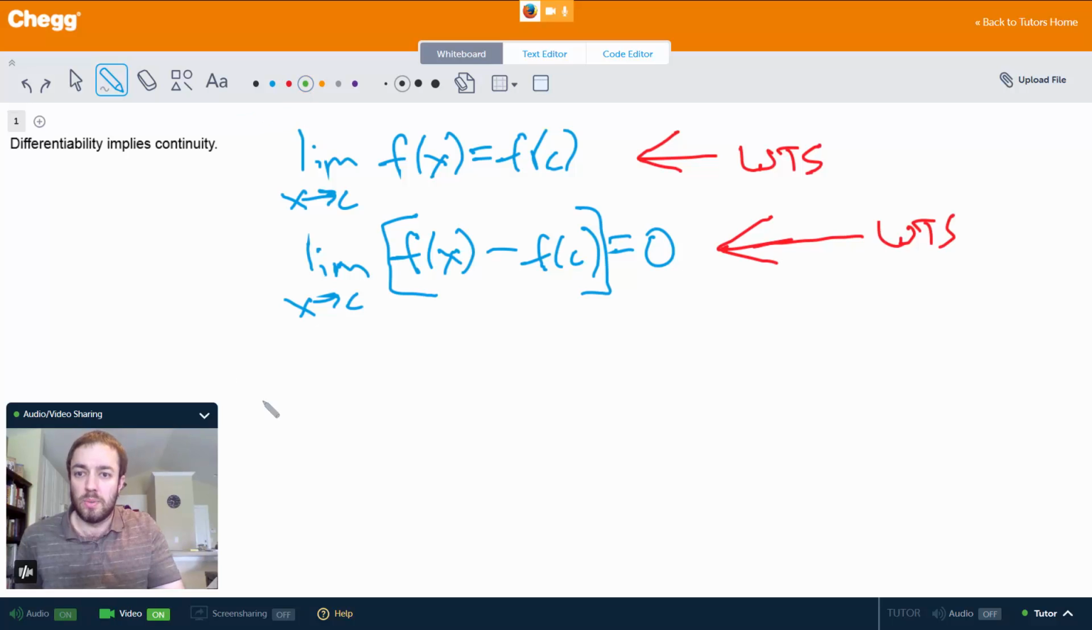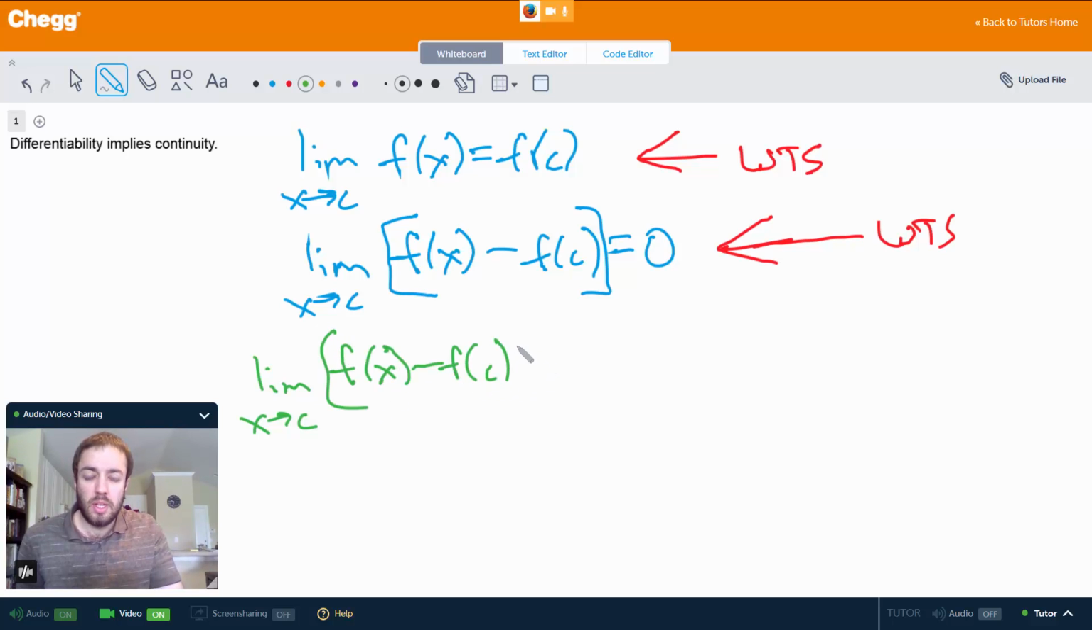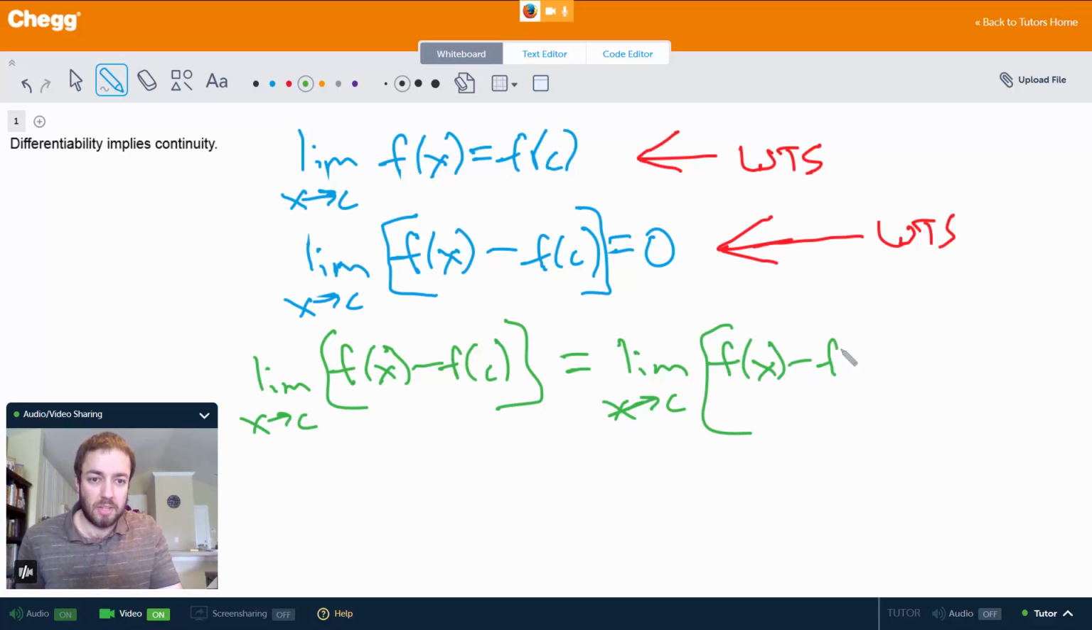So let's start with the limit as x approaches c of f of x minus f of c. And then on the inside of the square brackets, I am going to multiply and divide by something. So I want to say f of x minus f of c, and then I'm going to multiply and divide by the same thing. So let's multiply and divide by x minus c. Now why is it okay to do that? Well, because x minus c divided by x minus c is just 1. So we're just multiplying by 1 in a way that's useful to us.